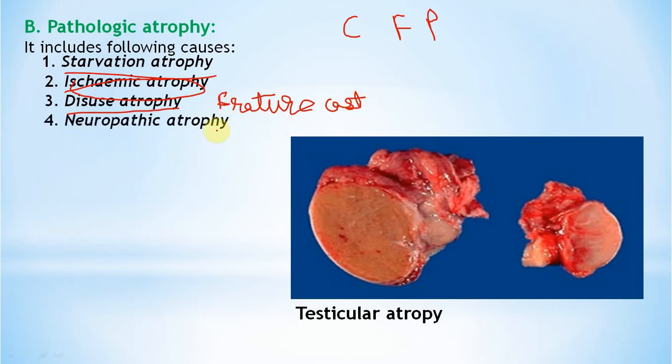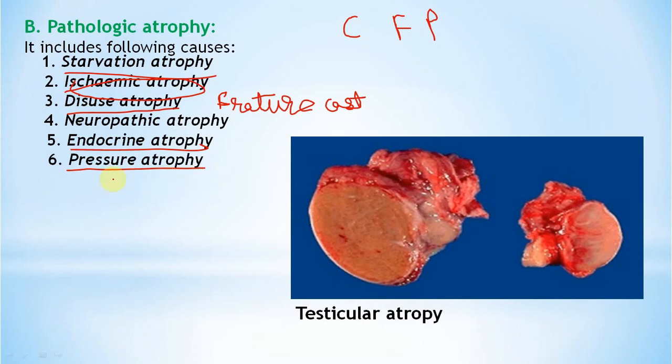Endocrine atrophy: decrease in endocrine regulatory mechanism results in reduction in metabolic activity of the tissue, resulting in atrophy. Best example is hypopituitarism, which may lead to atrophy of thyroid, adrenal and gonads. Last type is pressure atrophy. Due to prolonged pressure from a benign tumor, there is compression and atrophy of the tissue, as in the case of erosion of spine by a tumor in the nerve root.